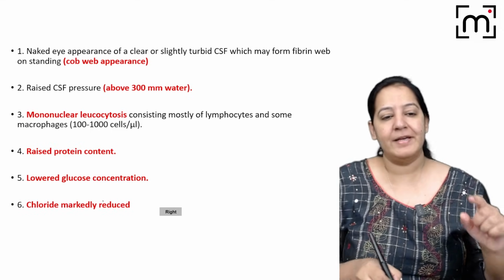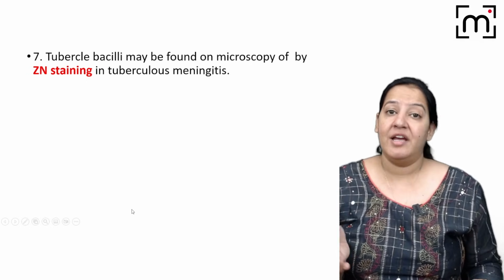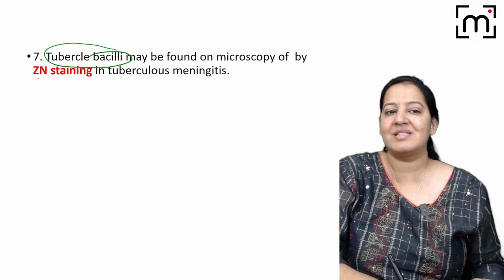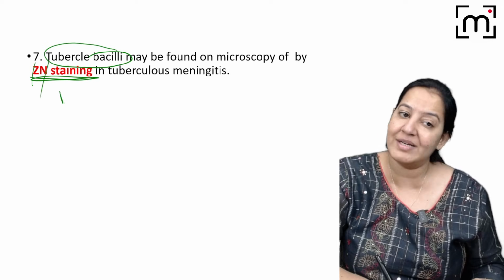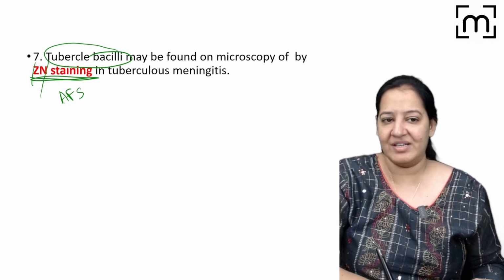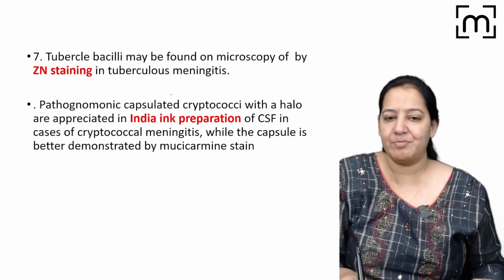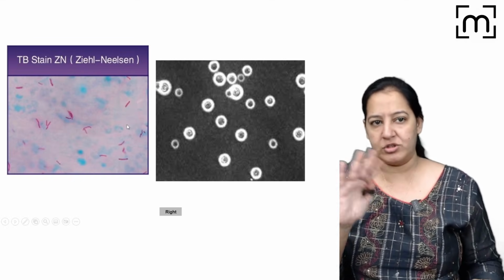The next point is the chloride content, which is always reduced. If you apply the special stain for Mycobacterium tuberculosis, the special stain is Ziehl-Neelsen stain, that is ZN, also known as acid-fast stain, AFS, acid-fast staining, right? And for Cryptococcus, the special stain is a negative stain, that is Indian ink preparation. So see the two types of stains.